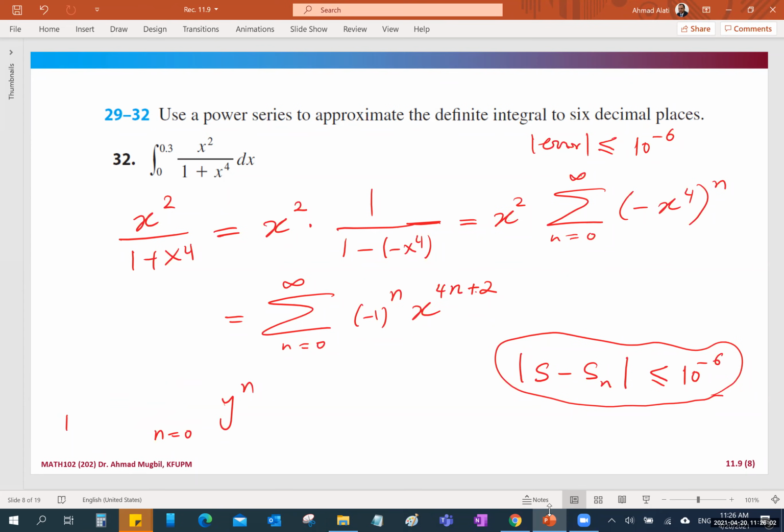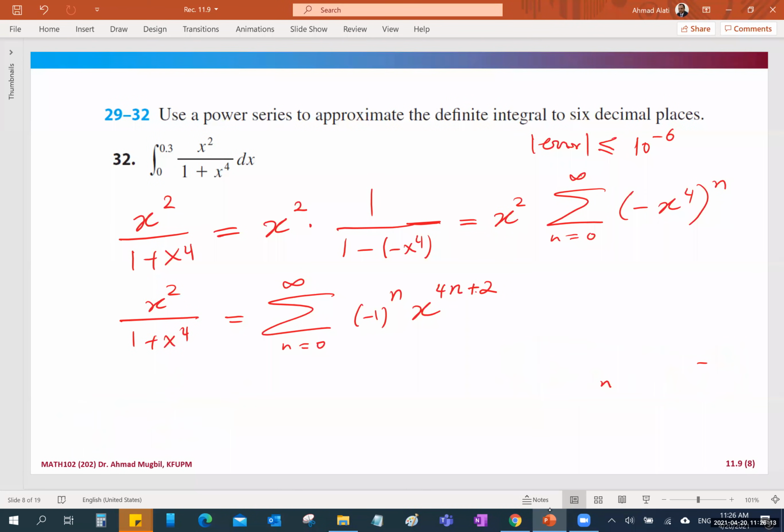Now we are ready to integrate. Now we have the series representation. So this is x squared over 1 plus x to the power 4. We are ready now to apply the integral. So just integrate both sides. Here we will integrate with respect to x. Now when you integrate with respect to x, you can integrate term by term. So this will be equal to the sigma of the integral.